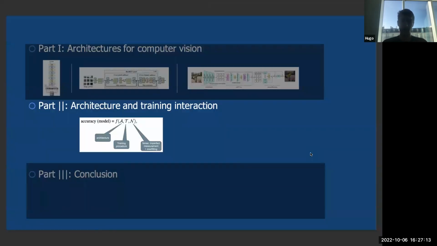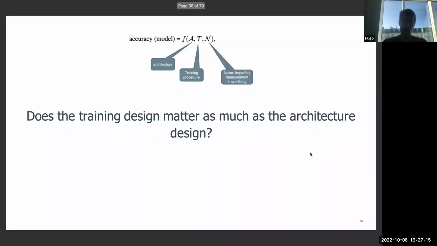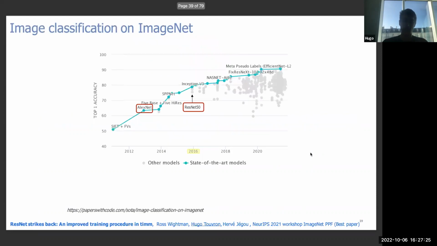Now we'll talk about architecture and training interaction. We talk a lot about architecture, but does the training design matter as much as the architecture design? If we look at the ImageNet classification results, year after year, we have new architectures, better and better. But generally, with these new architectures, we also have some new training procedures, but there is more focus on the new architecture than the new training procedure.